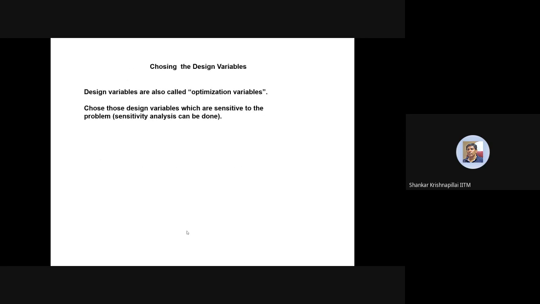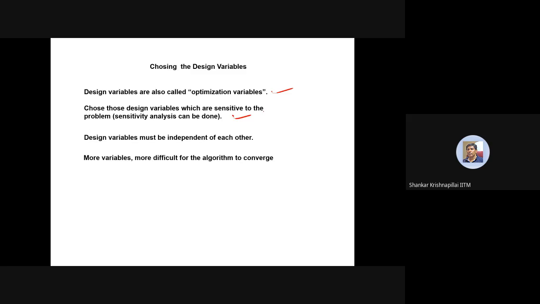Then choosing the design variables. Design variables are also called optimization variables. You have to choose the design variables which are sensitive to the problem. Usually choosing the design variable is not a difficult task for ordinary problems. For example, for beam weight, it is obvious that length, breadth, and height are the design variables for the beam weight.